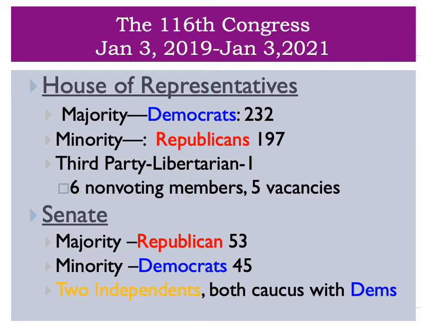We have 6 non-voting members, in places that are territories of the United States, like Guam, the U.S. Virgin Islands, American Samoa, Puerto Rico, and D.C. as well. They have delegates that they send to the House of Representatives. They get to participate, but they do not get to vote. They would get to vote if they were made states to the Union. And currently there are 5 vacancies in the House of Representatives, which will likely be filled in this upcoming election.